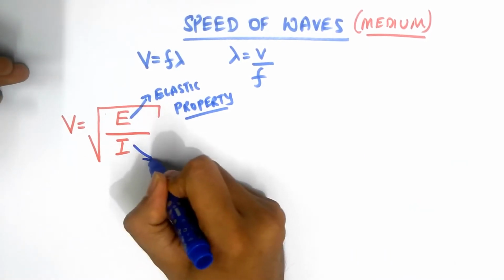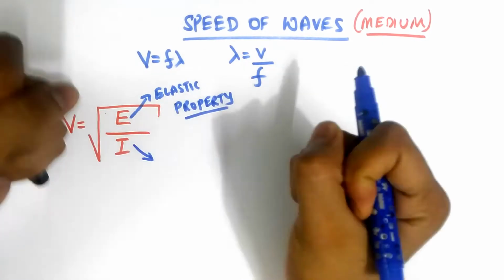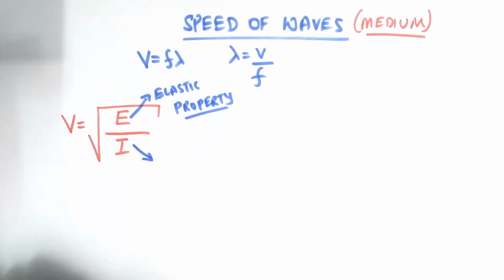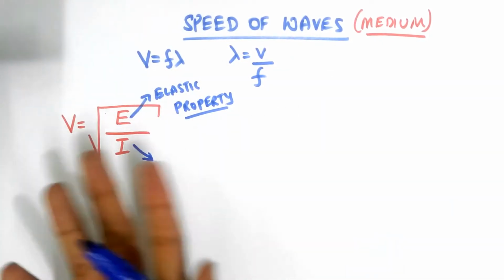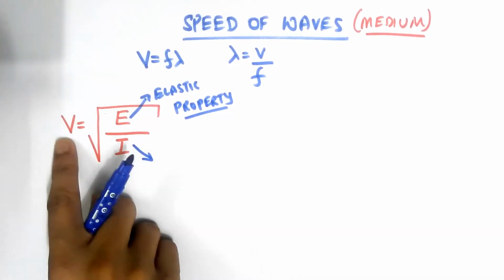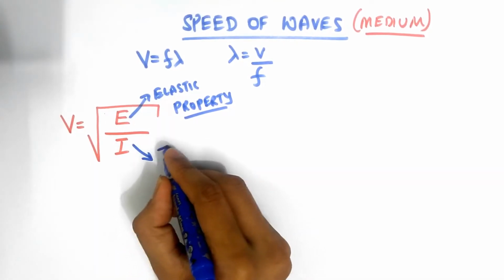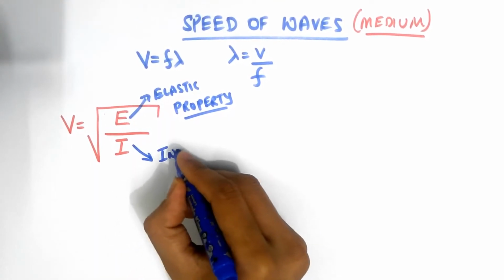And there's one more factor that decides what the velocity is. Notice, the more elastic it is, the higher will be the velocity of the wave, it can be any wave. And the second property, which is going to impede the velocity, since it's inversely related, is going to be the inertial property.